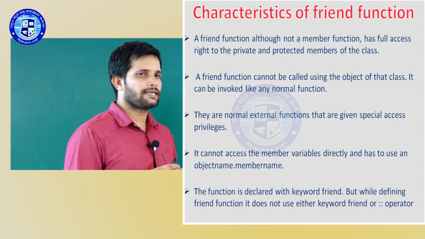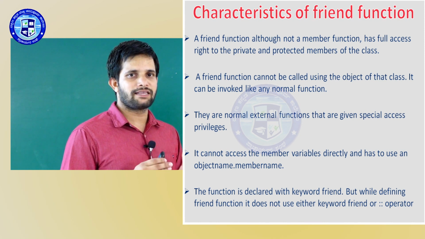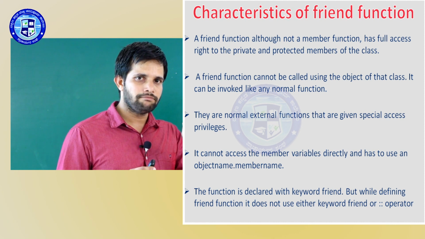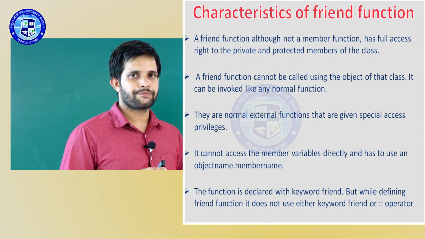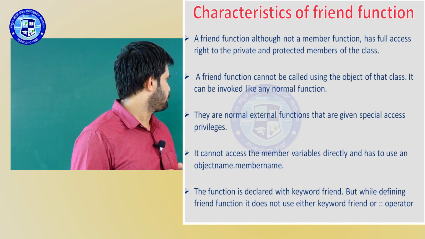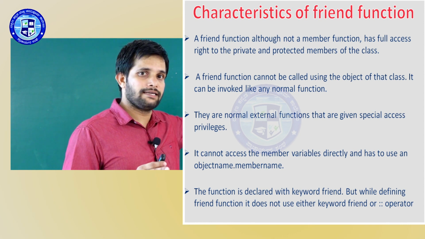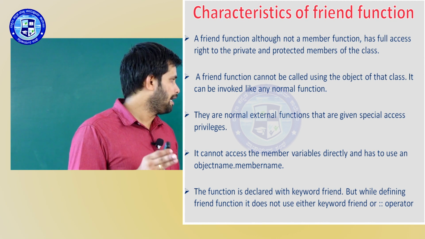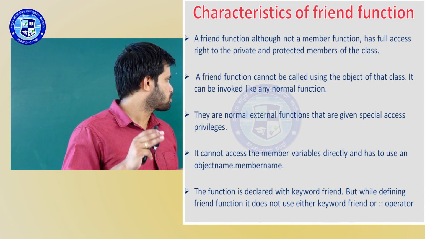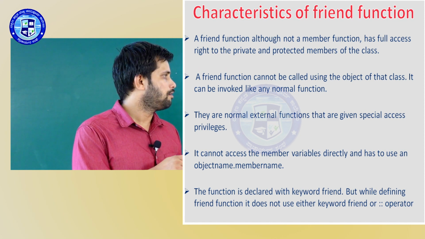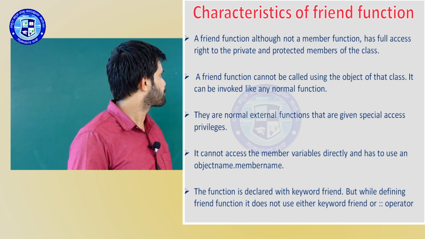The fourth characteristic is that it cannot access the member variables directly. It has to use a method. What is the method? You are supposed to use the object name followed by the member operator dot followed by the member variable name. And the last characteristic is that the function is declared using the keyword friend, as I said in the previous slide. It is declared with the keyword friend, but while defining a friend function, it does not use either the keyword friend or any scope resolution operator. So these are the different characteristics of the friend function.